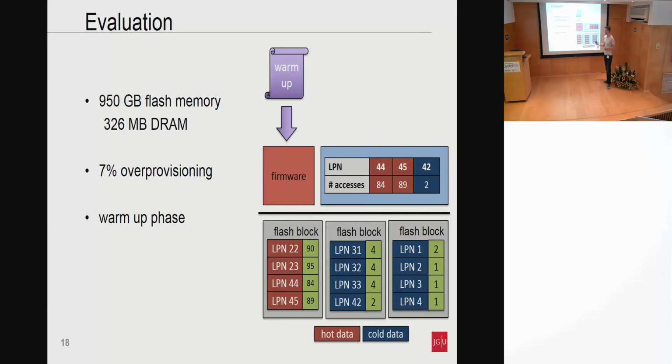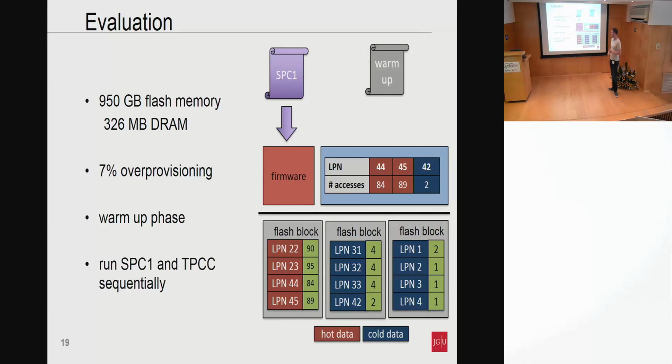Then we ran a warm-up phase on the simulator to ensure that all pages are written at least once before starting our trace files. For the trace files, we first ran an SPC1 workload, the data of which becomes static after a time, and then we run TPCC afterwards. So the challenge here is that the classifiers first need to adapt to SPC1, then they need to notice that the data of SPC1 becomes static, and then they need to adapt to TPCC again.